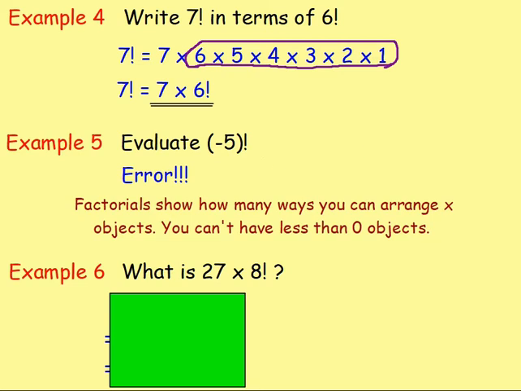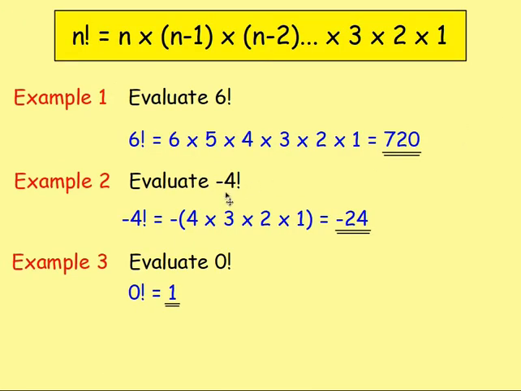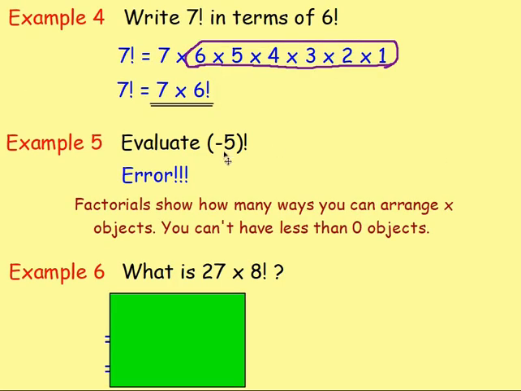Note that is different to example 2. In example 2 we had negative 4 factorial, but we'd work out 4 factorial first of all and then take the negative of whatever that is. But with example 5 we had the negative in the brackets. So here we had negative 5 in brackets, which means it is negative 5. And we're wanting the factorial of that, which we cannot get.